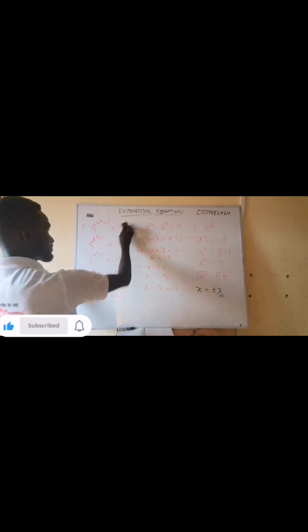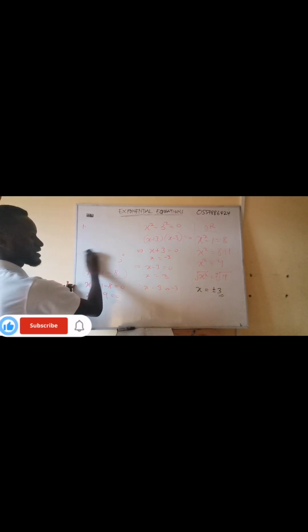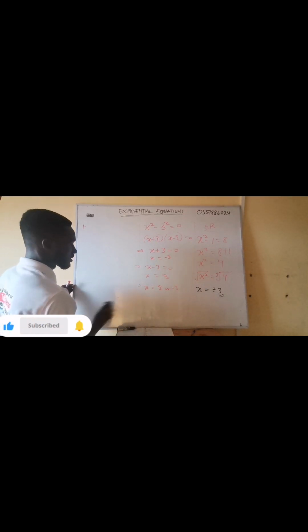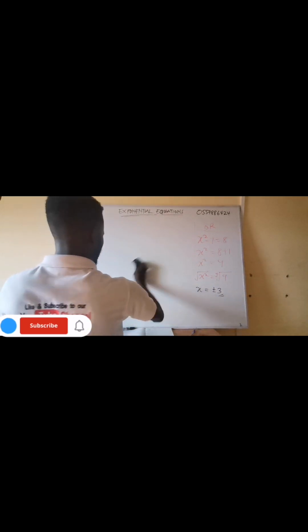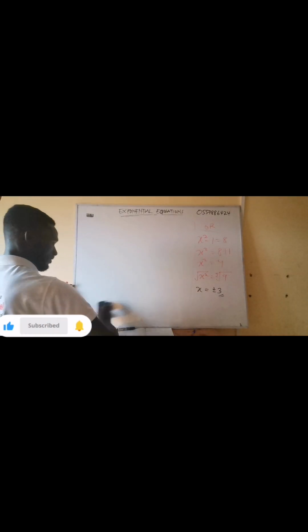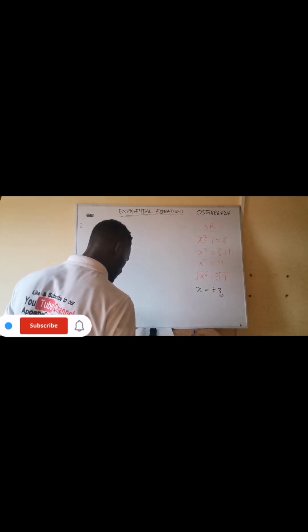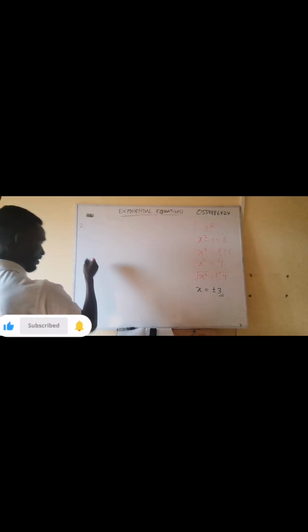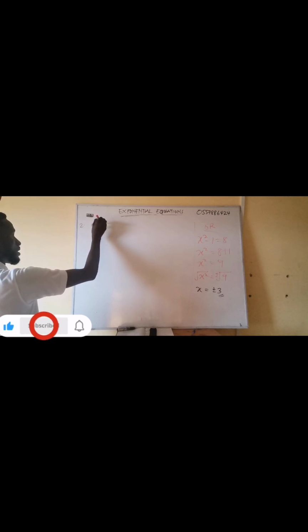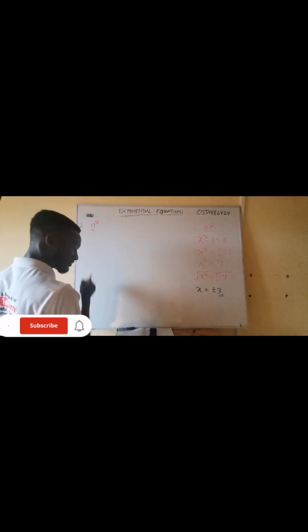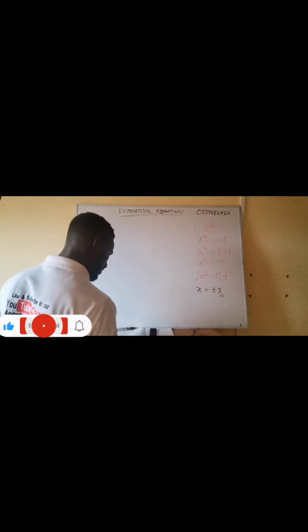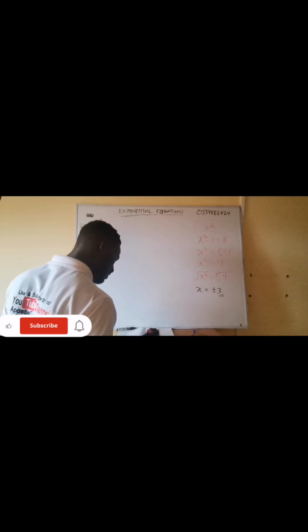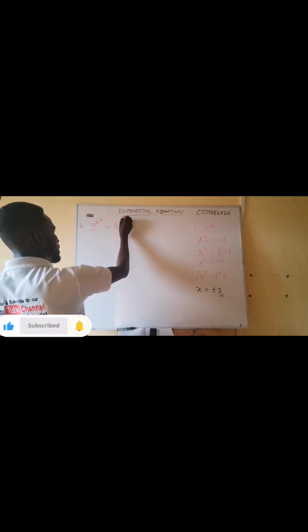Now let's look at another question. So this is the quadratic equation we are talking about. Now question 2. Now I have 2 exponent s squared now equal to 16 exponent x minus 1.